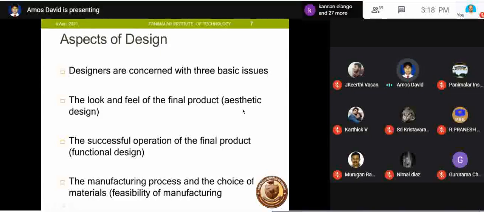So every company, when they try to develop a product, in the final stage they will try to make it look as presentable as possible, look wise and feel wise. Right? Any product that you take, a car or a bike or any domestic product, the look and feel of the final product is very, very important.